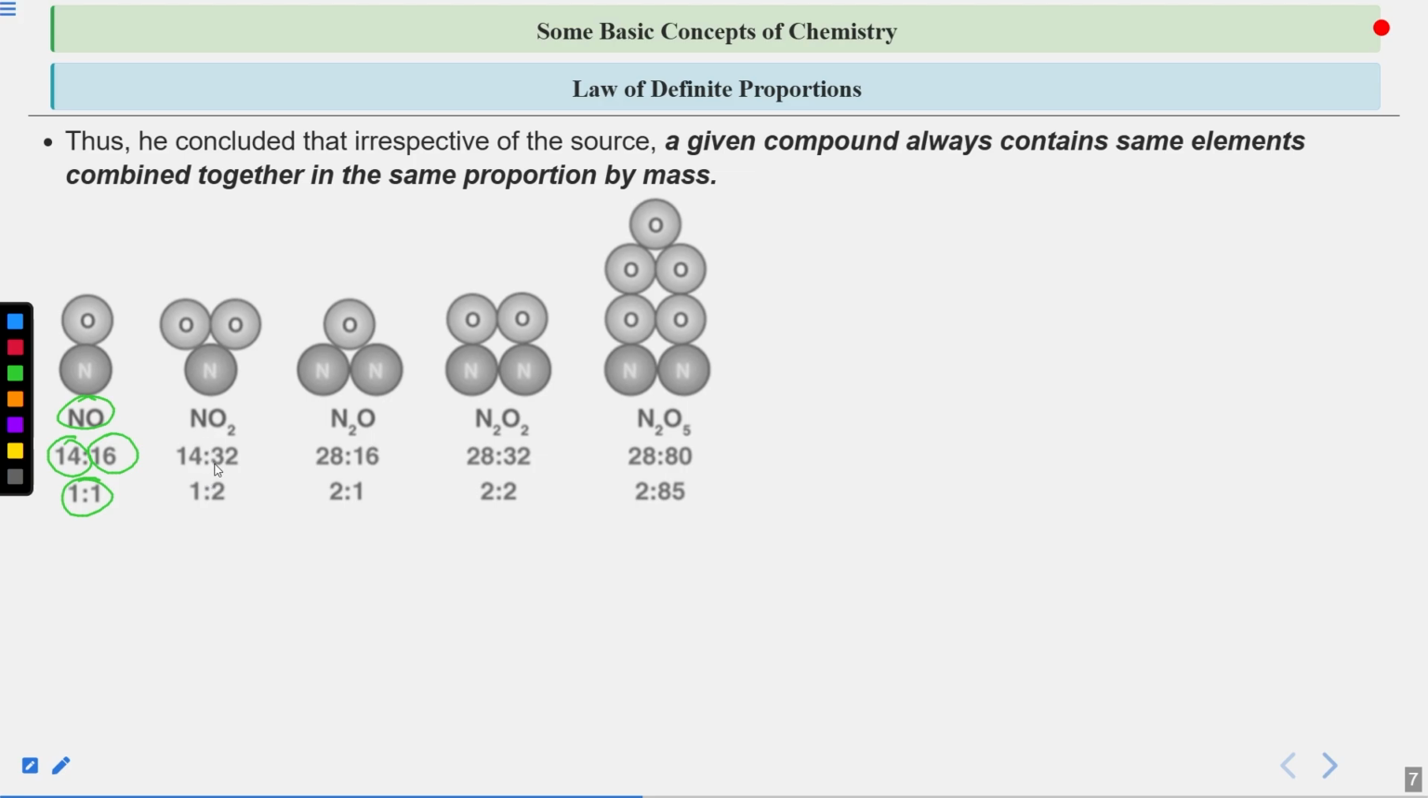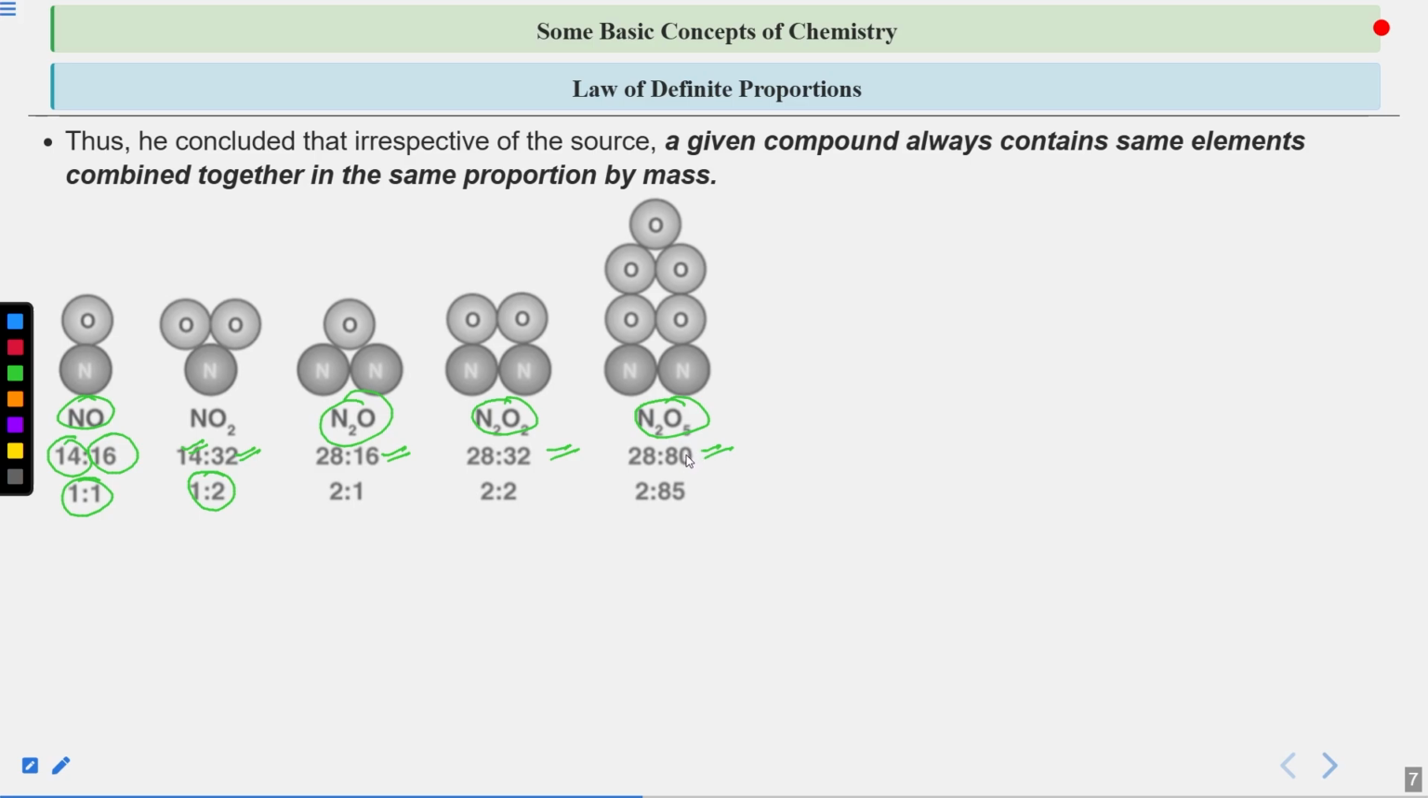Similarly, for NO2, it will be 14:32, 1:2. Now, how are we getting this 32 and 14 from the formula? We will see it later on. Coming to N2O, it is 28:16. For N2O2, it is 28:32. And for N2O5, it is 28:80.